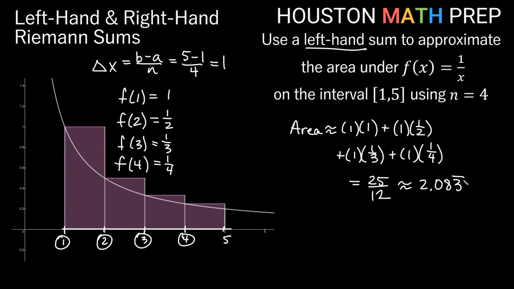2.083 repeating. If you'll notice here, we have this decreasing function, and think about a left-hand sum. For this picture here, I'm getting actually area that I don't want, so I'm actually overestimating with every rectangle. So we also know that this 2.083 about is actually more than the actual area underneath the function between x equals 1 and x equals 5. We'll also point out that using more rectangles, increasing your number for n, will actually give you a better approximation of the area under the curve.